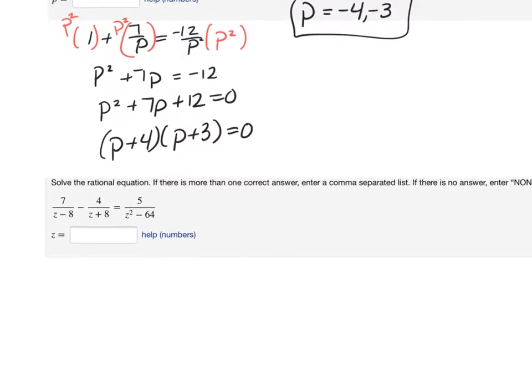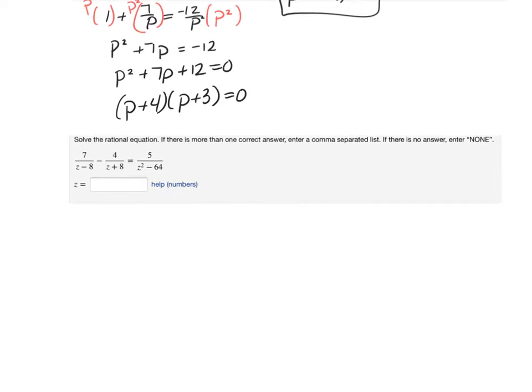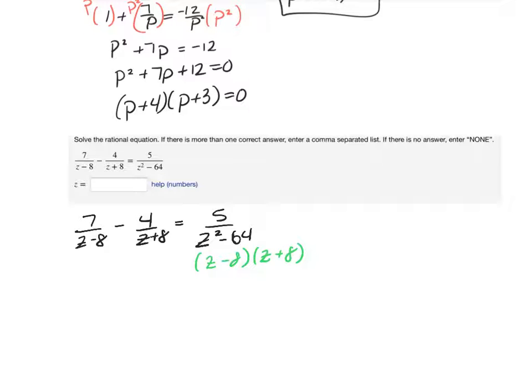Now, if I look at my next example, I'm going to do something similar. So I'm going to have 7 over z minus 8 minus 4 over z plus 8 is equal to 5 over z squared minus 64. Now, if it's not already factored in the denominator, and the first one was, I encourage you to consider factoring it to make your life a little bit easier so that you can see what your lowest common denominator is. It's not necessarily going to be all three of those denominators multiplied together.